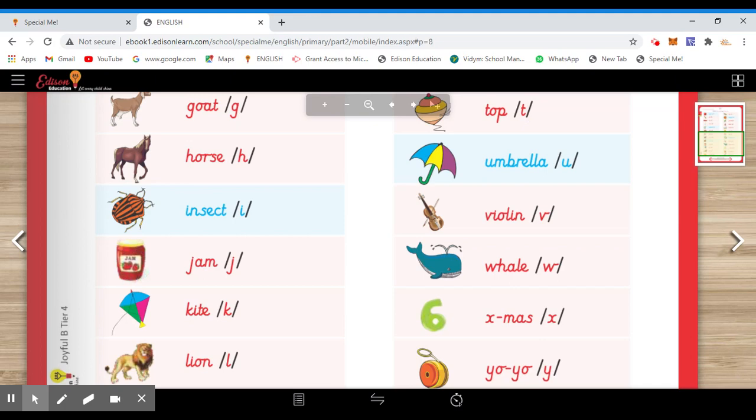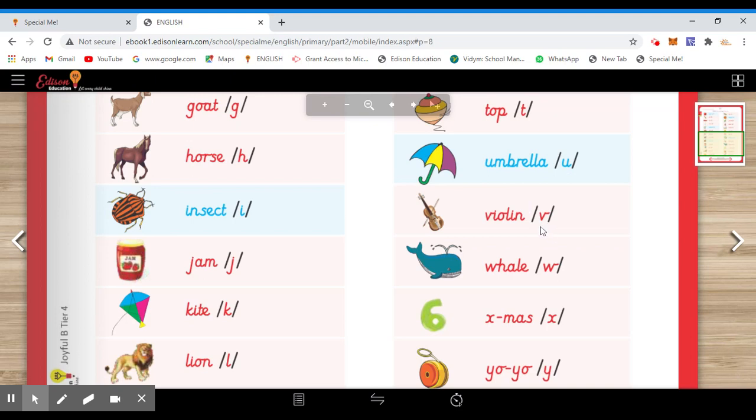Okay, now tell me what is the phonic sound of letter T? T. T is a phonic sound of letter T. T, T, top. Next, this is letter U. And A is a phonic sound of letter U. U, A, umbrella.